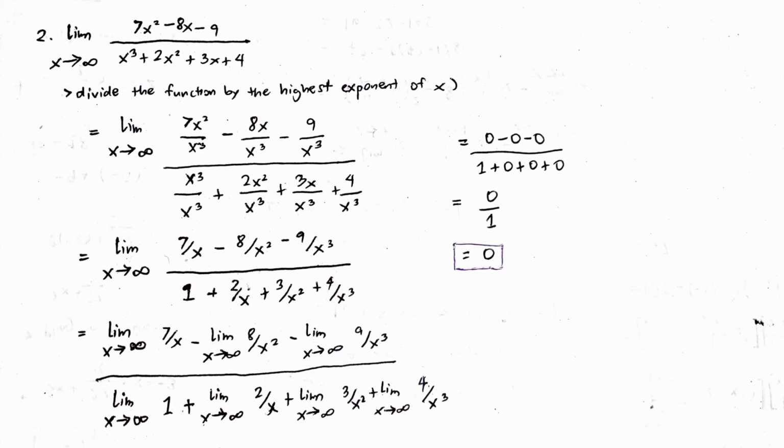Now applying the limits at infinity theorem, we now have 0 minus 0 minus 0 all over 1 plus 0 plus 0 plus 0. Now we have 0 over 1 which will equal 0. So the limit of the function above is equal to 0.